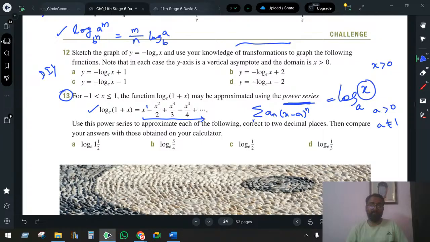N is equal to 1 tends to infinity, or 0 tends to infinity, accordingly we can consider 0 tends to infinity. So this is called power series. Okay. And power series gives a lot of convenient results. So here what happens, when minus 1 is less than x less than or equal to 1, the function log of 1 plus x base e may be approximated using a power series.